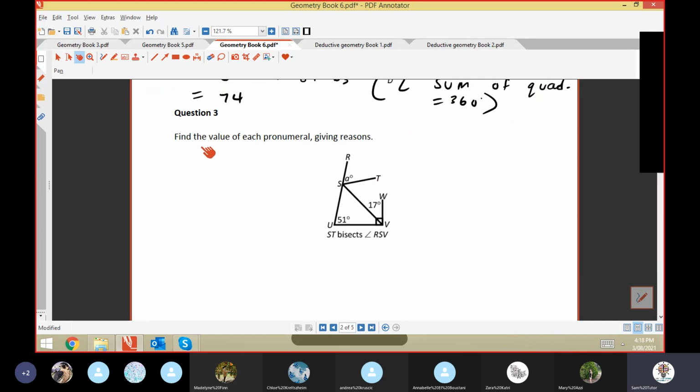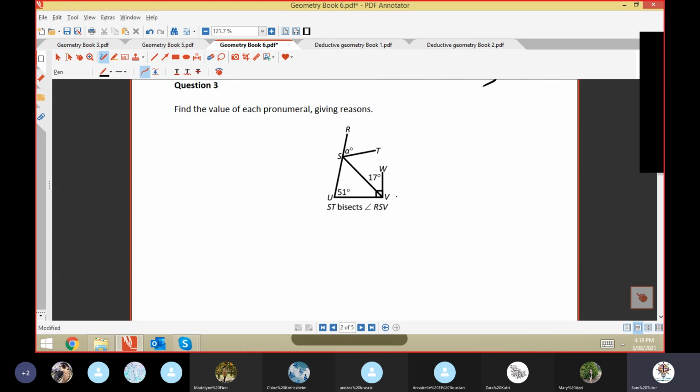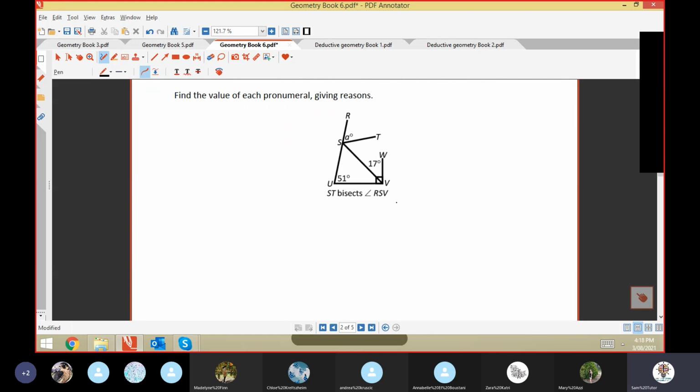While I'm waiting, I will move on to question 3. Find the value of each pronumeral, giving reasons. Oh, all right, let's look at this one. A lot of things happening.